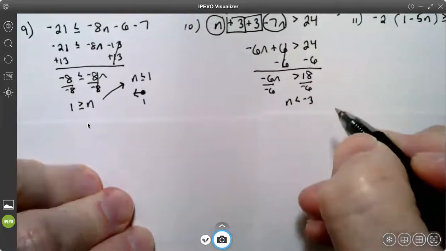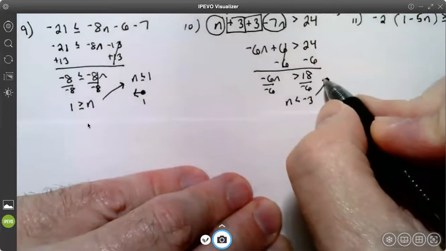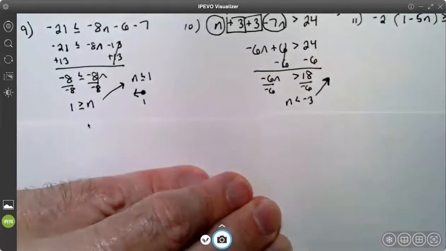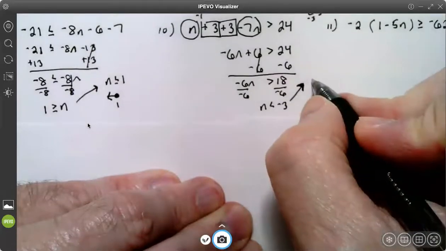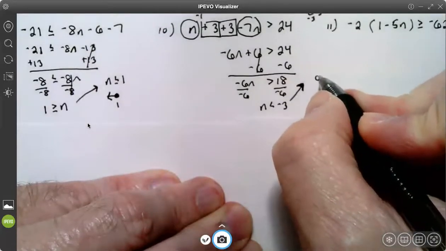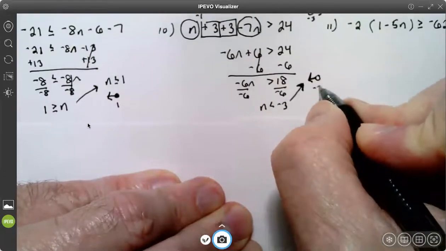It's -3. I know sometimes I say sign, sometimes I say symbol. Not sure which, if any, is correct. Both may be. I'm out of room, so over here I'm going to write my graph, which is open circle to the left over -3.